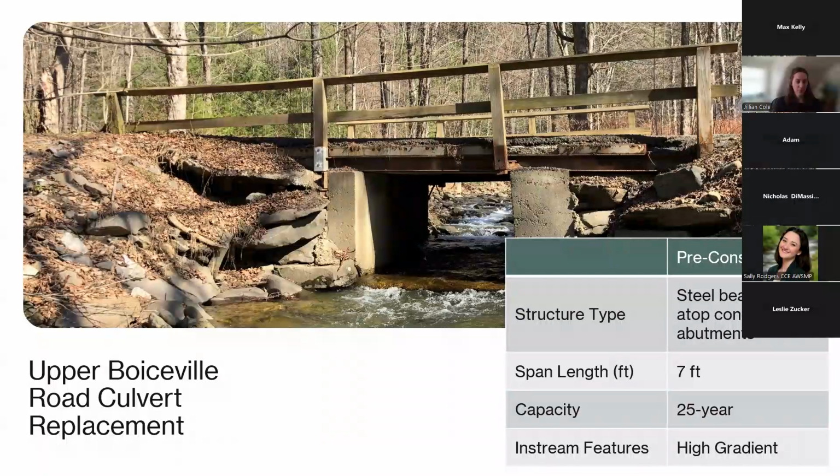Okay, so the Upper Boiceville Road culvert replacement project was actually identified during one of the local flood analyses that was completed for the community of Boiceville. It's shown here as a steel beam deck atop concrete abutments. It had a span length of only 7 feet, and you can see on each of the approaches, it really pinches down on the channel. So it was definitely identified as a hydraulic constriction. The capacity of the previous structure was 25-year, and the stream features a high gradient, greater than 5% slope, with step pool morphology.